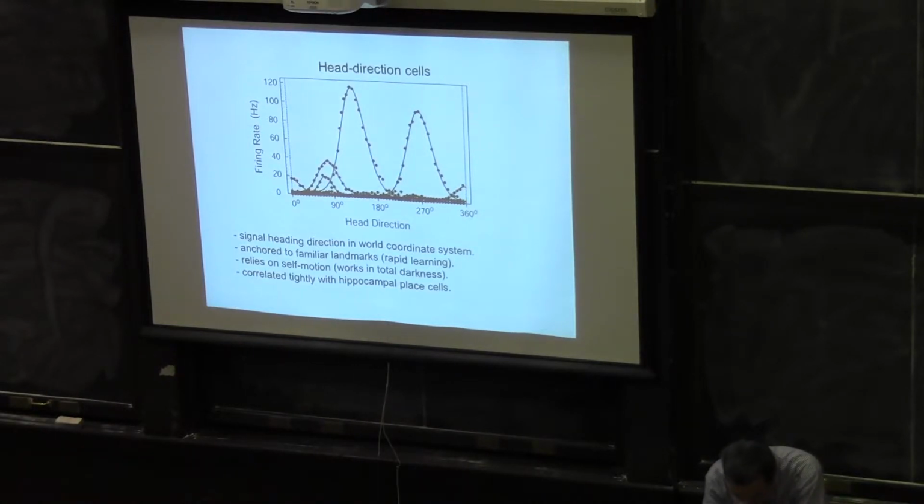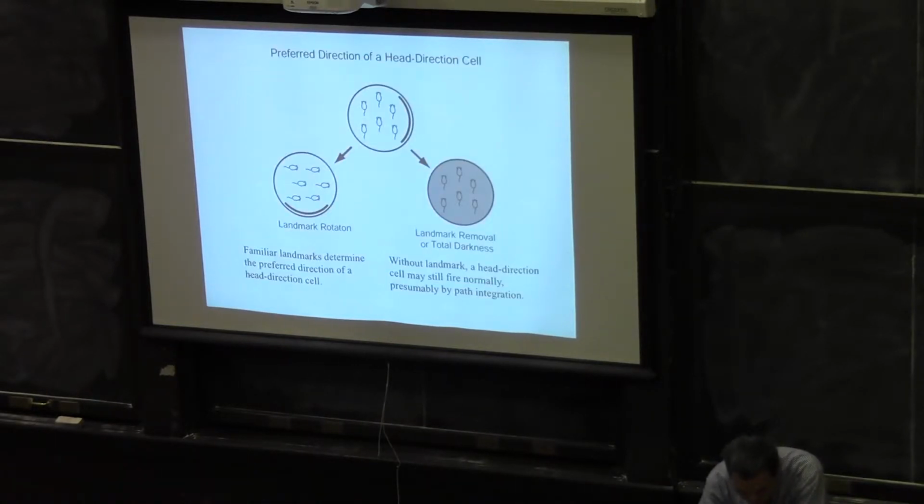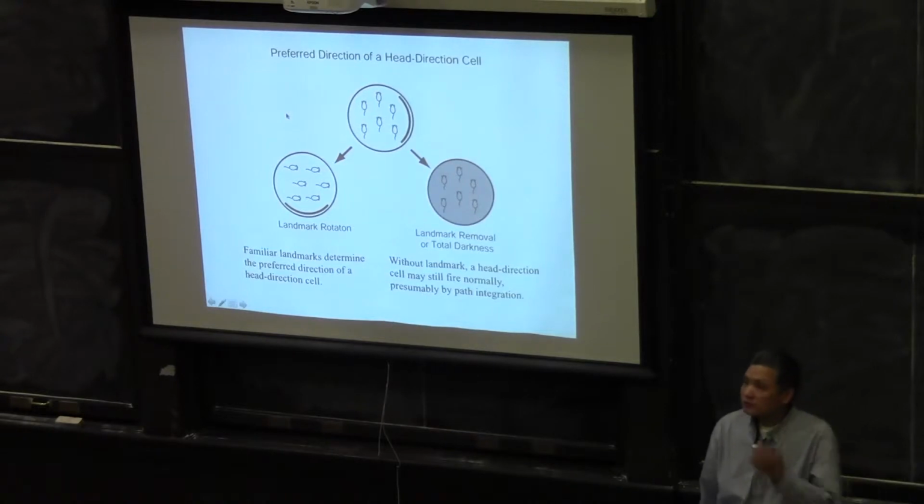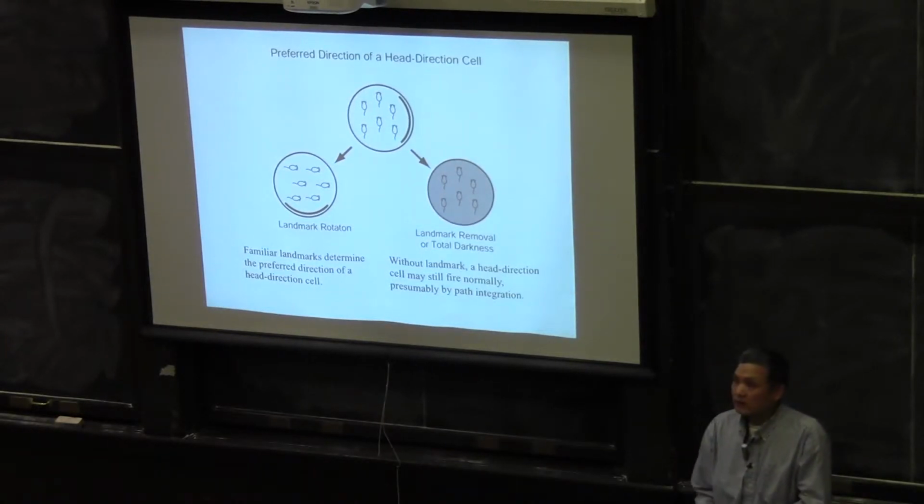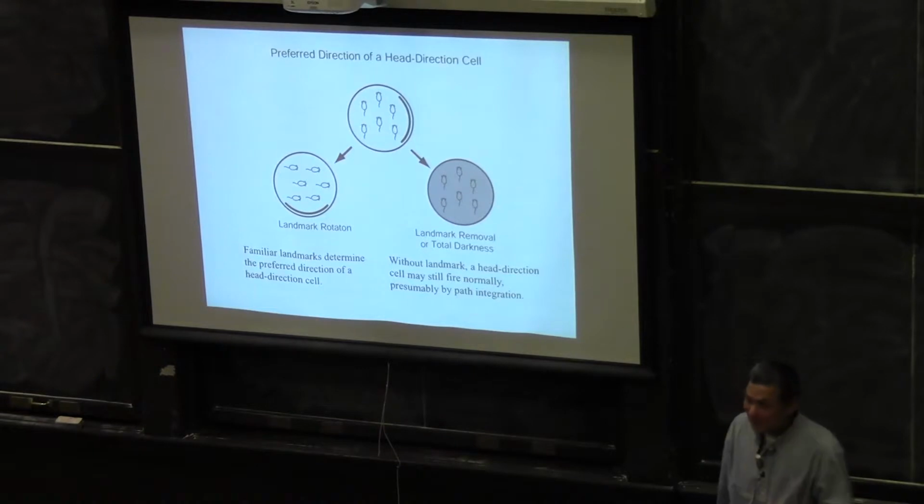Let me show you one example, to show why this is the case. Suppose this is the cylinder environment you saw before. Let's just imagine this cell likes the north direction. If you remove the animal out of this box and place it back in again, the cell still likes the same direction. In a stable environment, the cell has a very stable representation.